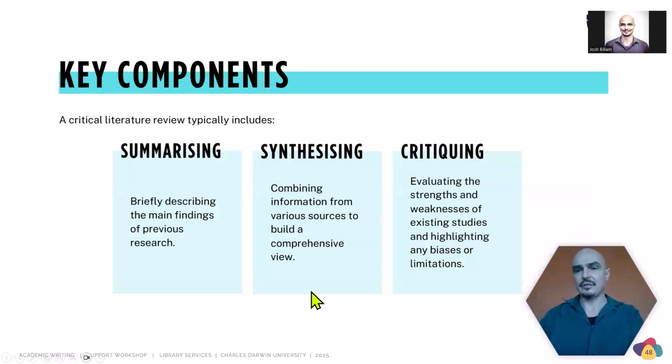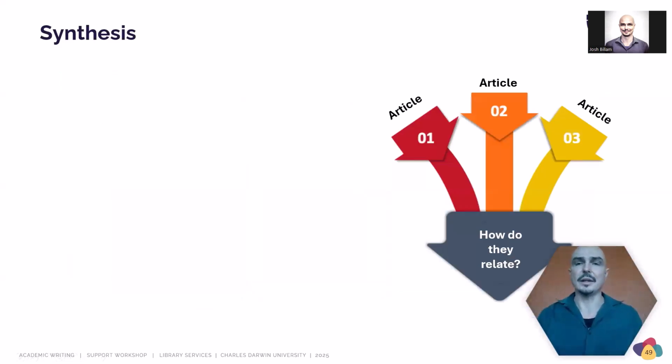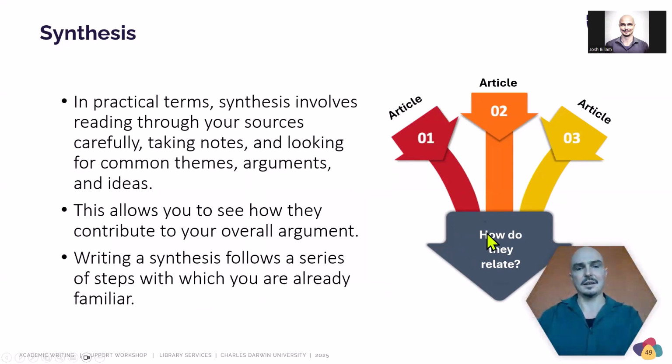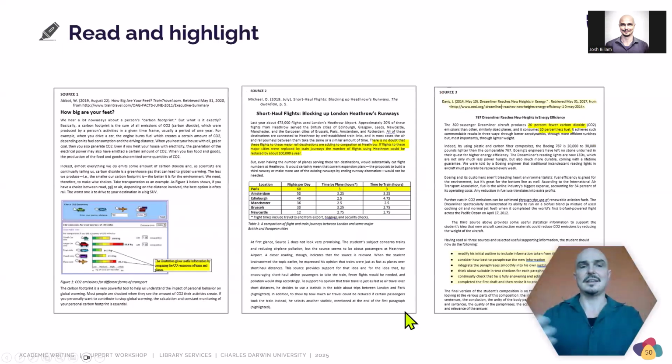Some other strategies for writing that I'll just cover quickly is this idea that we're not just listing a bunch of articles and what they say in our lit review. We're trying to combine it together and to see how they relate with each other. So an example of that would be, let's say, a very simple example.